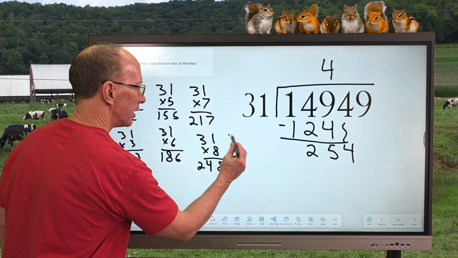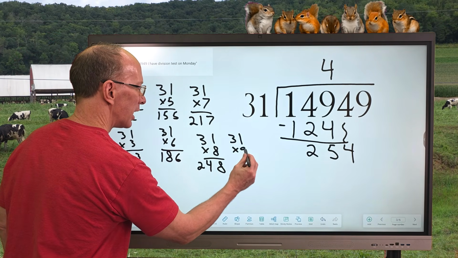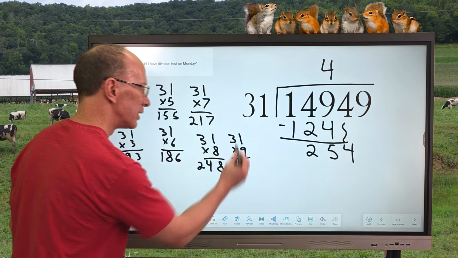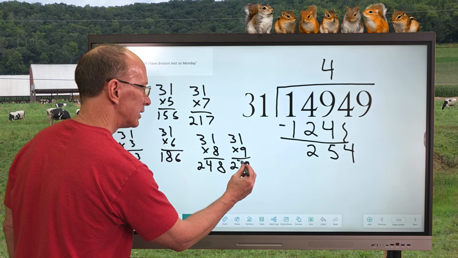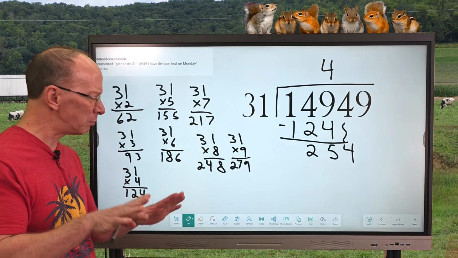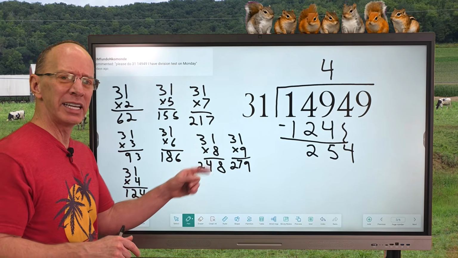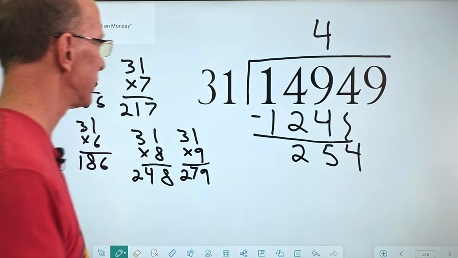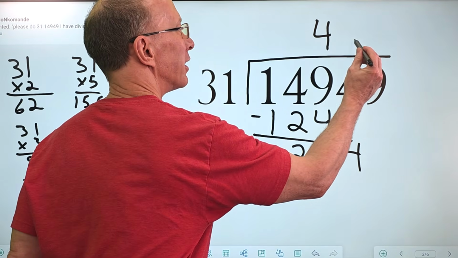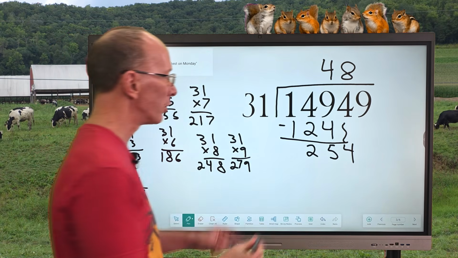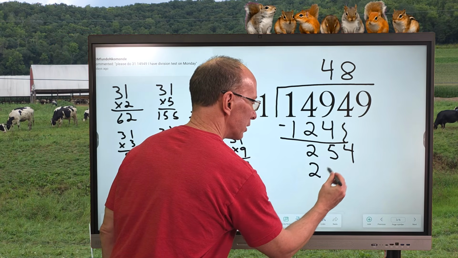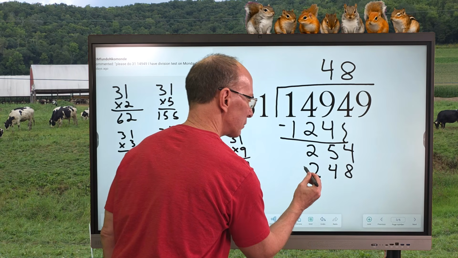Let's do that right here. 31 times 9, but I know it's going to be too big. I just want to see what it is. 9 times 1 is 9. 9 times 3, 27. Too big. Lower it down. We're going to do the 8. 8 is great. Come on, 8. Let's put the 8 right here. Again, 8 times 31 equals 248. Let's put 248 right here.